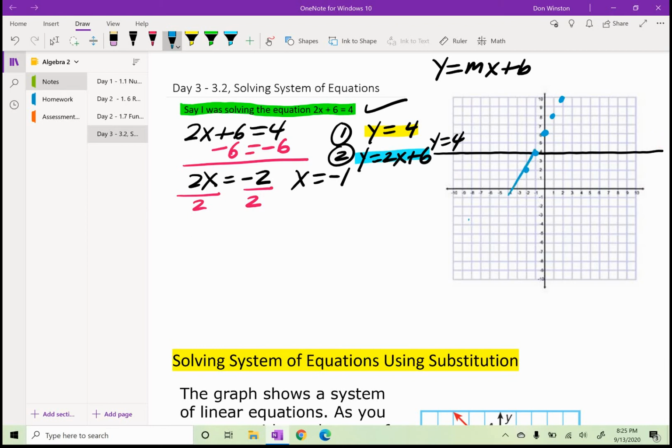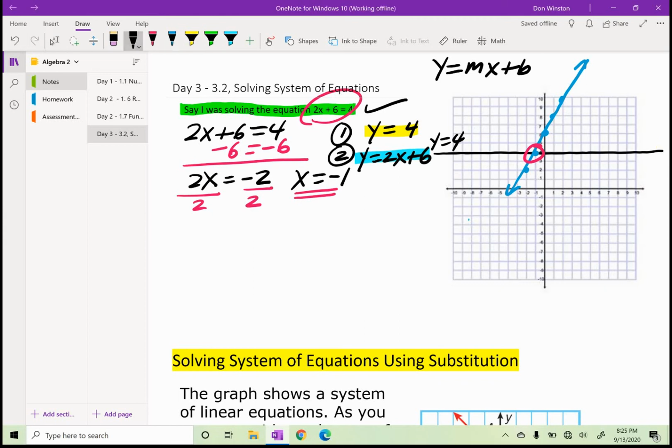It's a linear equation. And right there at the intersection of the two, I get x is equal to negative 1. But that's the same thing I got when I solved for x there. So again, when I solved 2x plus 6 equals 4, what I was really doing was finding the intersection of two linear equations. The first one, y is equal to 4. The second one, y is equal to 2x plus 6.